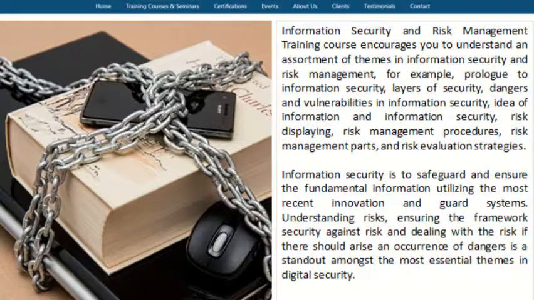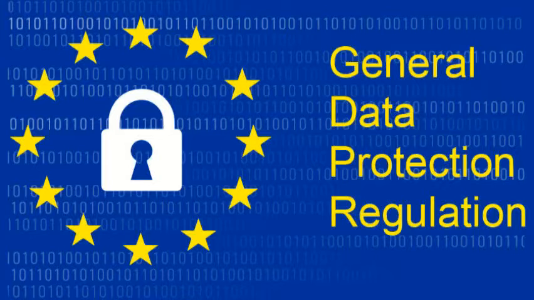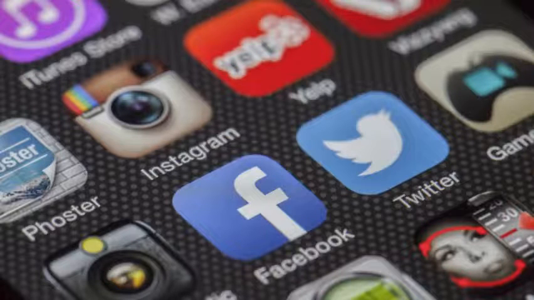Information security is to safeguard and ensure the fundamental information utilizing the most recent innovation and guard systems. Understanding risks, ensuring the framework security against risk and dealing with the risk if there should arise an occurrence of dangers is a standout amongst the most essential themes in cyber security.